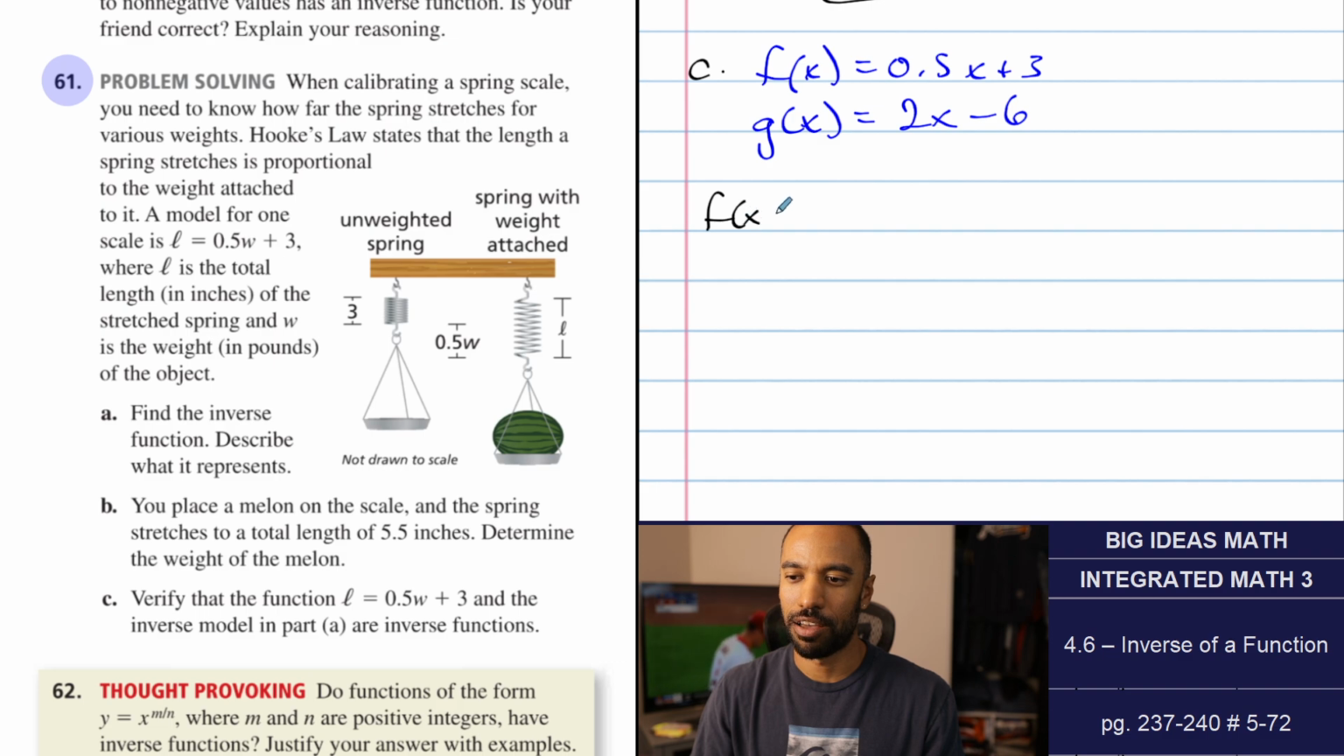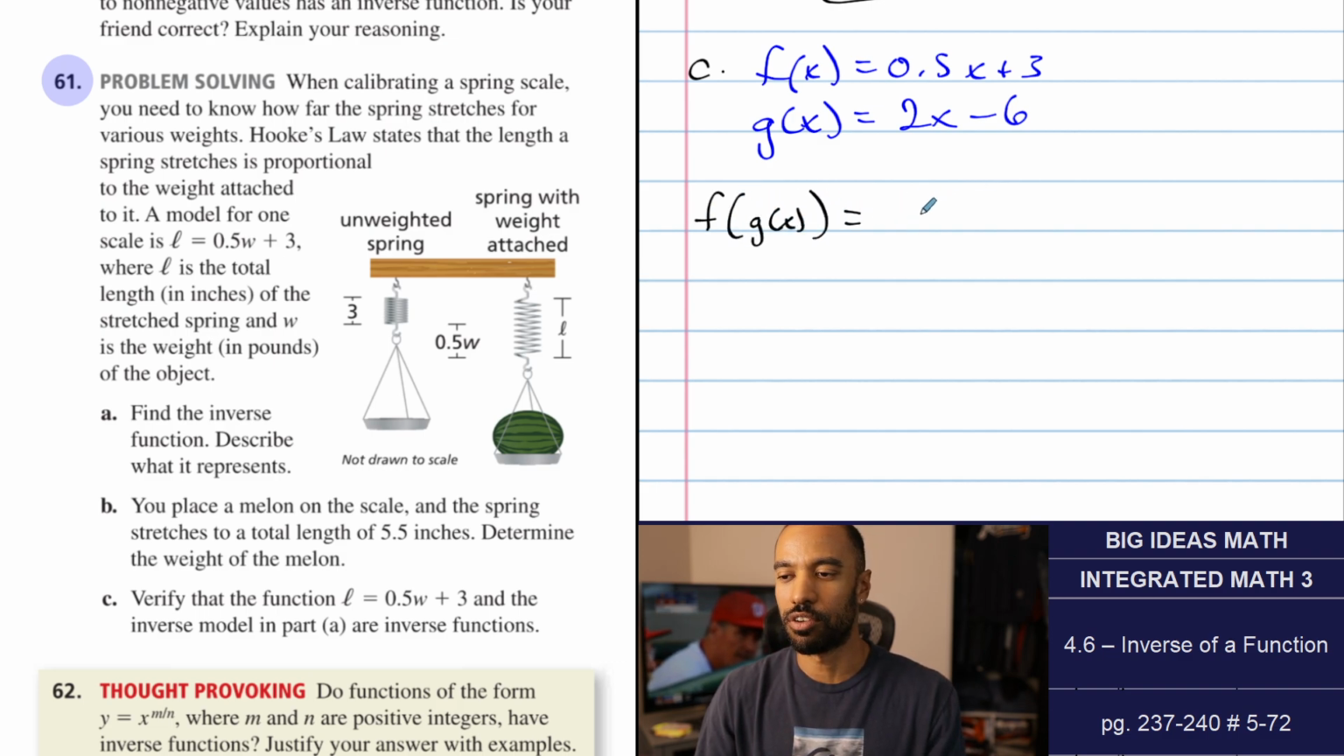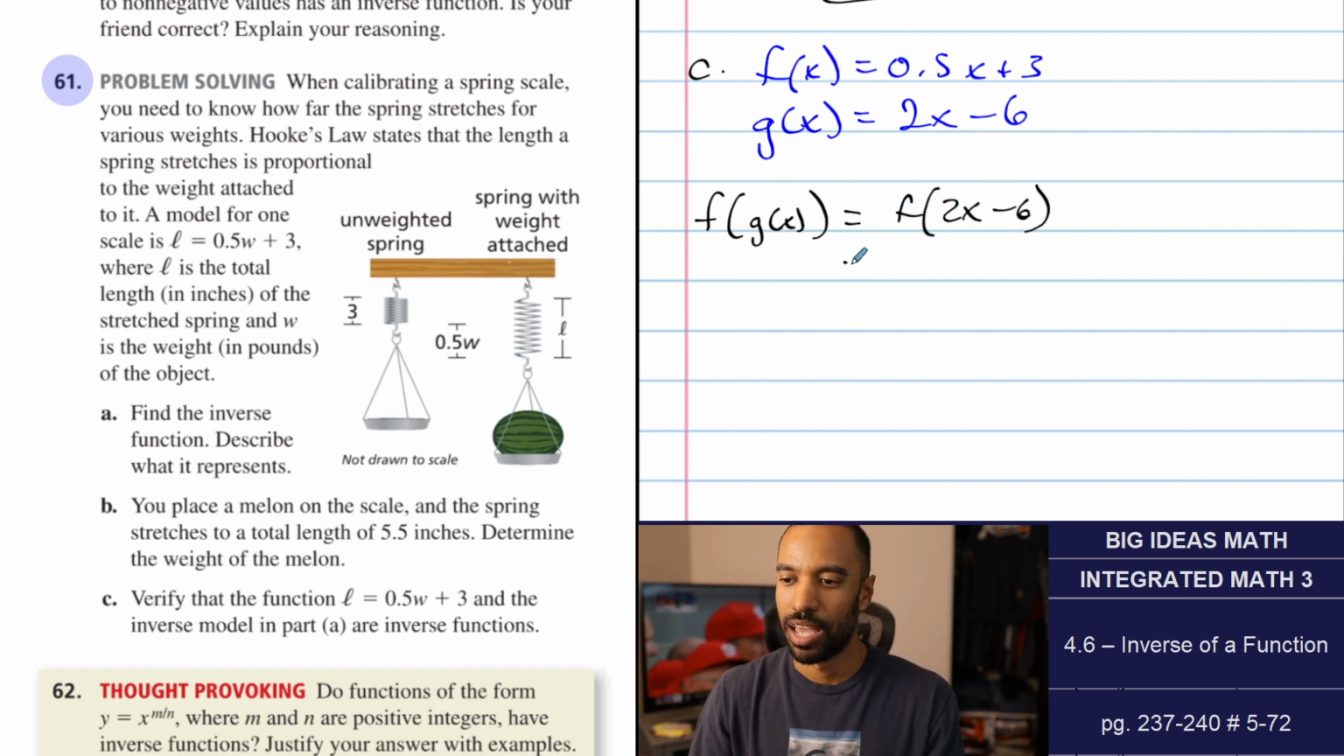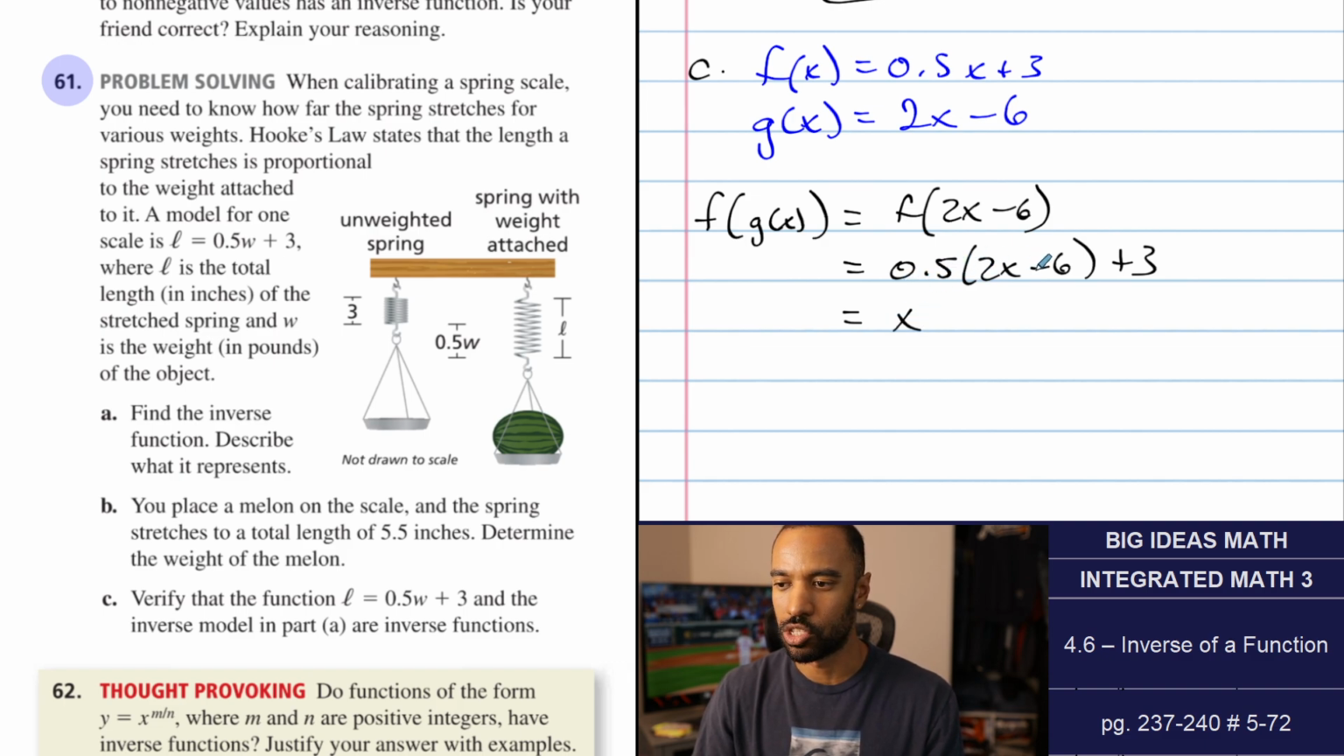Now, f of g of x, so we have to see if we get x out. That'll be f of 2x minus 6, and we're going to get 0.5 times 2x minus 6 plus 3. 0.5 is 1/2. Half of 2 is 1, so 1x. 0.5 times negative 6 is negative 3. Plus 3, which is x, so that one works.